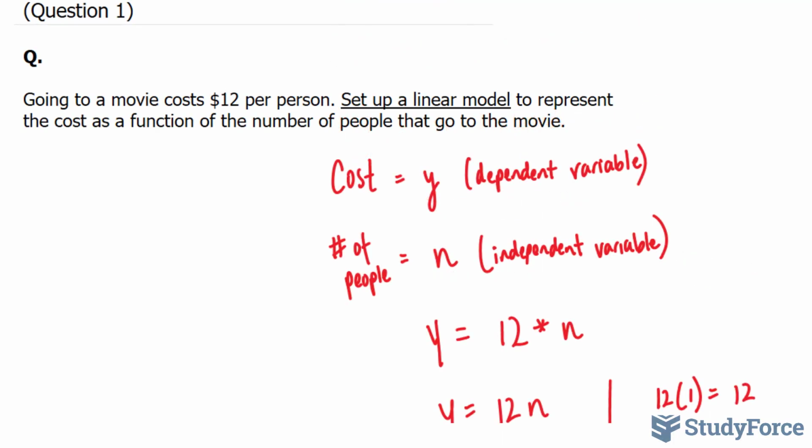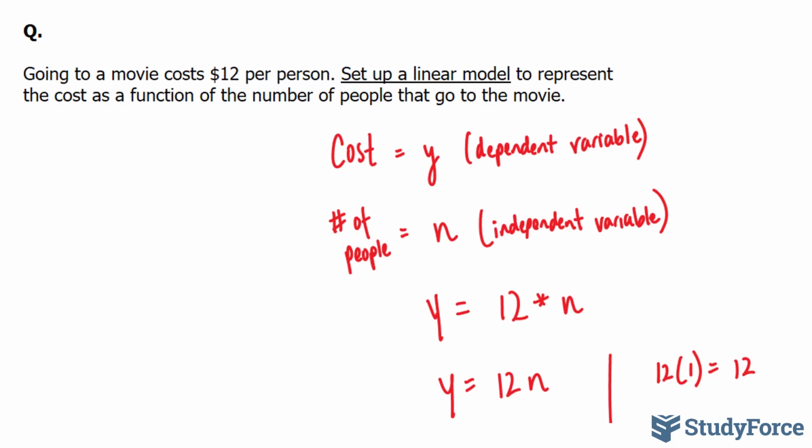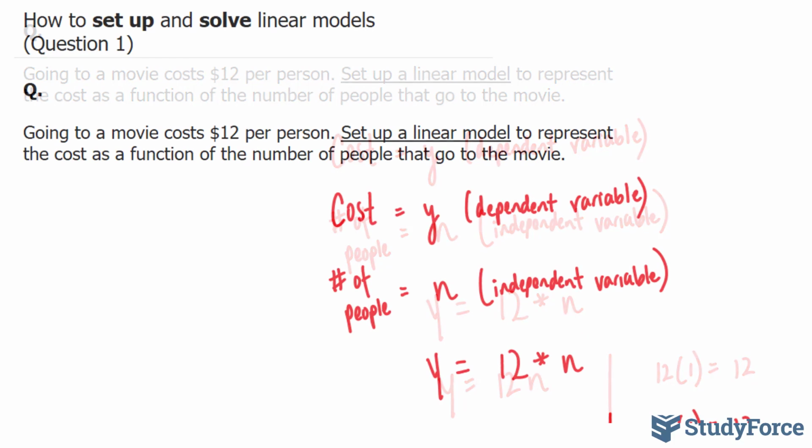So the question asked, set up a linear model, and we did. y is equal to 12n, and that's it. Notice that in this particular example, being the first question, there isn't something being added to the 12n. Usually that represents your initial value or your y-intercept. And in the next example, I'll show you where that is applicable.